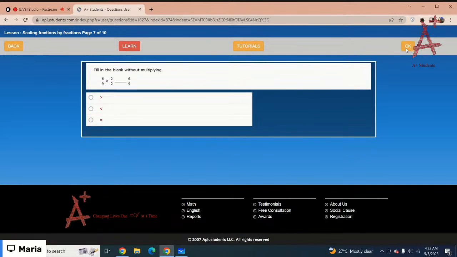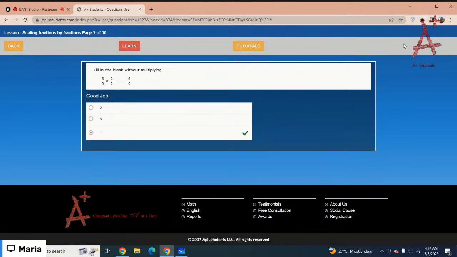Okay, 6 by 9 times 2 by 2, and you have to compare it to 6 over 9. So which is the correct option? They are equal because 2 by 2 equals 1. So 6 by 9 and 6 by 9 are exactly equal.